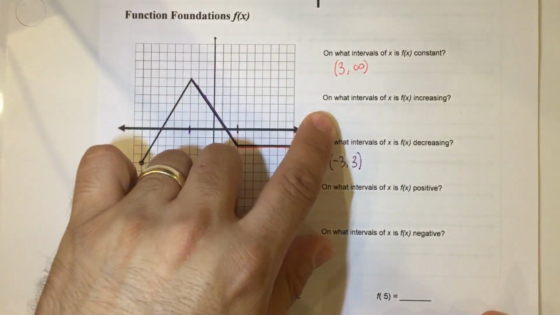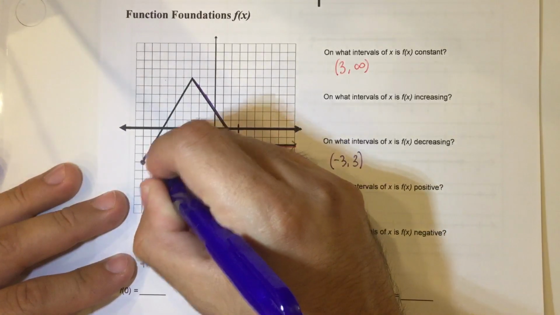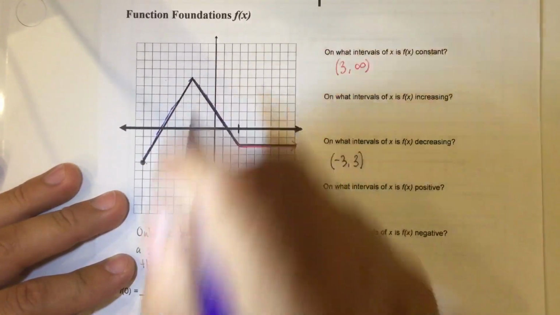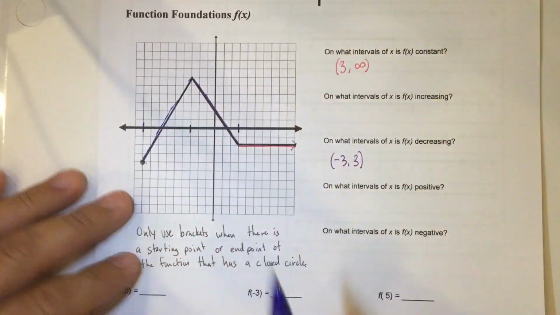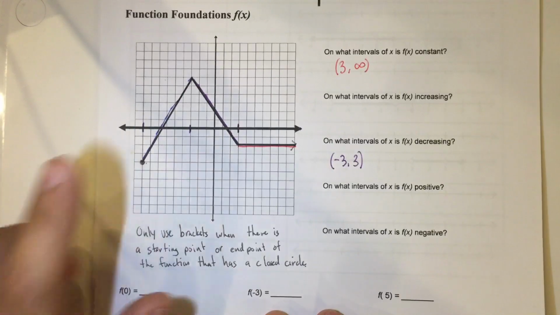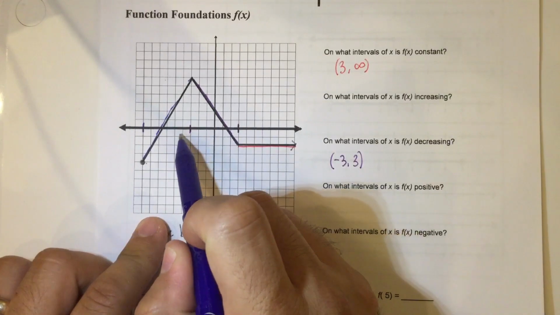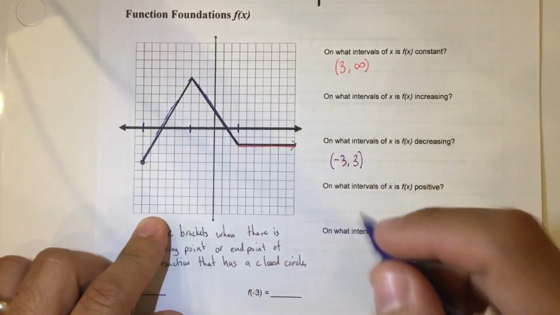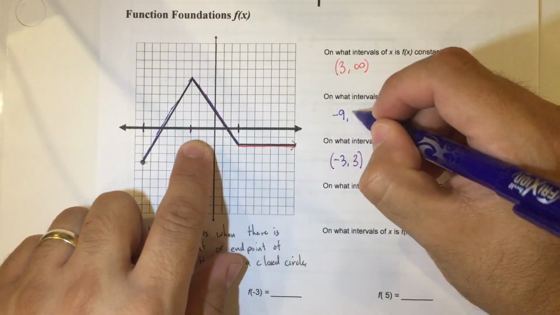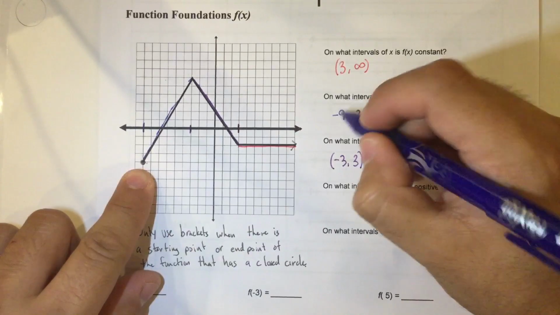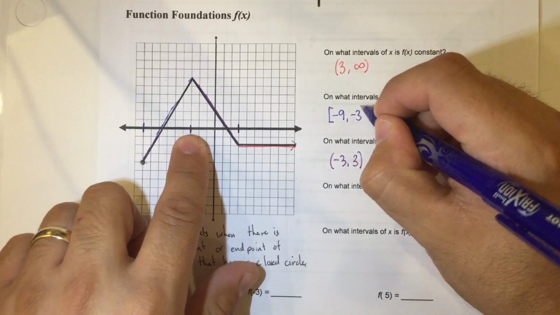All right, let's go back to this one. On what intervals of x is f of x increasing? So where is this graph rising? Well, it's rising from here all the way to there. So that's a closed circle at this point here, and it ends right there. Now, since this is a starting point and there's a closed circle, we are going to use a bracket there. So -3, -4, -5, -6, -7, -8, -9. And it stops increasing at the x value of -3. Starting point with a closed circle, that's a bracket. This is an ending point, but it's not the end of a graph, so we just use a parentheses.